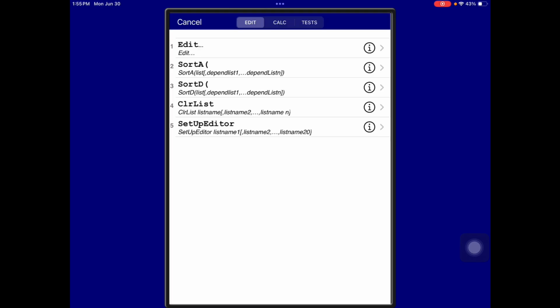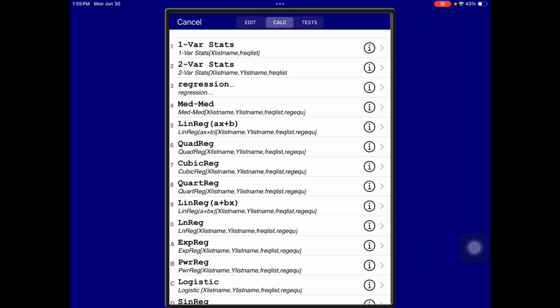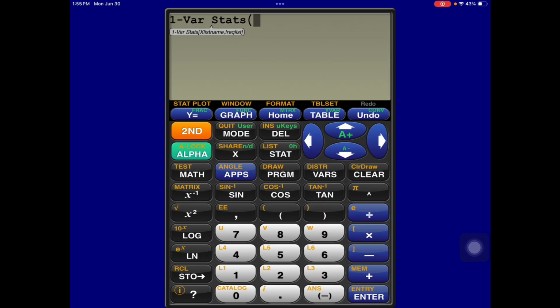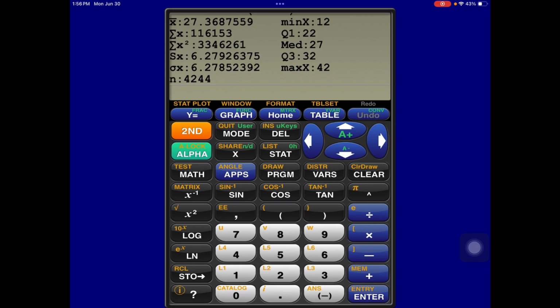Then select Stat, go right to Calc, and select 1-Var Stats. And because you put numbers into both L1 and L2, you need to tell the calculator to look there. So we're going to go second 1, comma, second 2, close your parentheses. Again, if you are using a physical calculator, it does ask for the list, which is L1, and the frequency list, which is L2. Select enter, and we're going to round our answers to 2 decimal places.